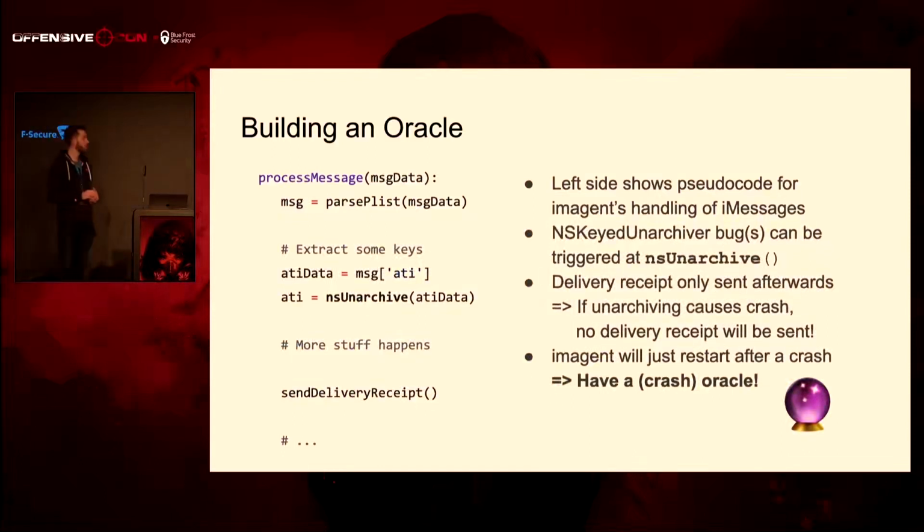On the left, there's some rough pseudocode about how this message processing in IMAgent and the delivery receipt sending works. And so the key point here is that the NSUnarchiving happens before the delivery receipt is being sent. And what this gives us now is basically a crash oracle, because if we can trigger a crash during the unarchiving, then we won't see a delivery receipt. And if we don't crash, then we see a delivery receipt. So all of a sudden we have basically a one-bit information leak. Did it crash? Did it not crash?